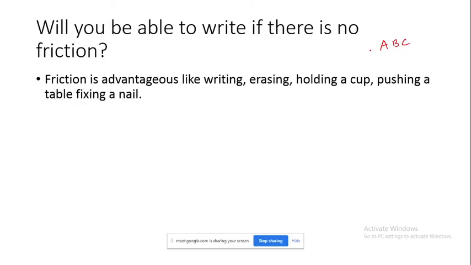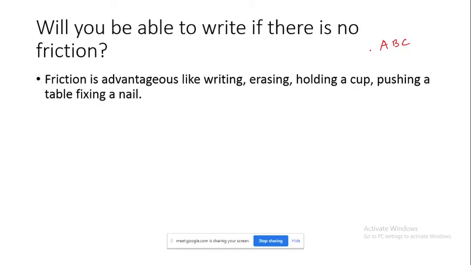Now suppose you are going to fix a nail on the wall so that you can hang a picture. So you need to take an iron nail as well as a hammer to fix a picture on the wall, right?